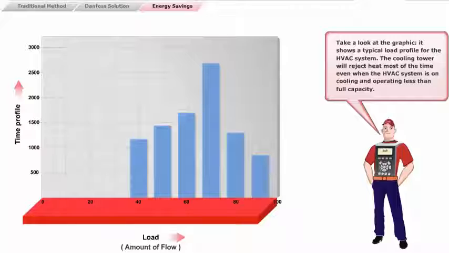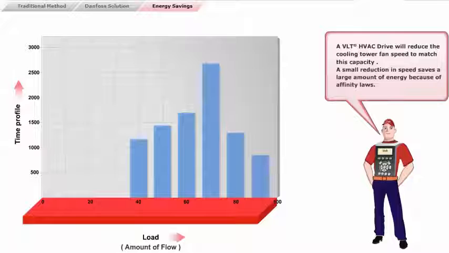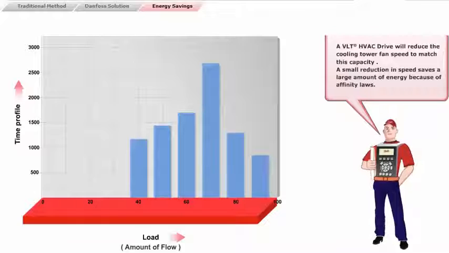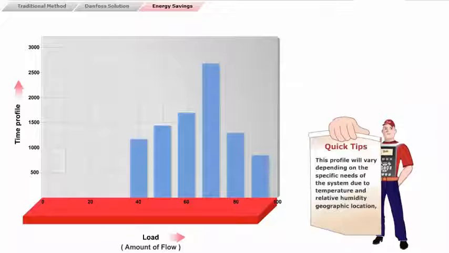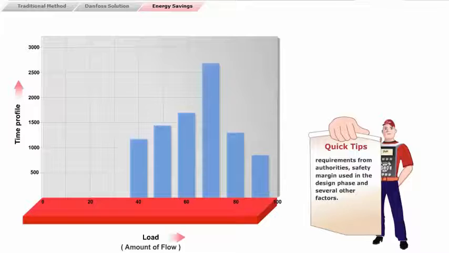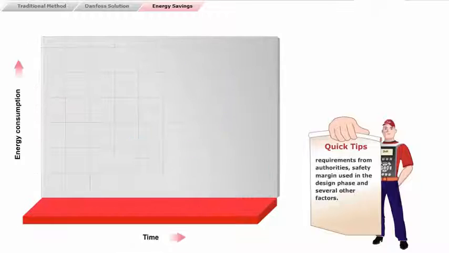The cooling tower will reject heat most of the time, even when the HVAC system is on cooling and operating at less than full capacity. A VLT HVAC drive will reduce the cooling tower fan speed to match this capacity. A small reduction in speed saves a large amount of energy because of affinity laws. This profile will vary depending on the specific needs of the system due to temperature and relative humidity, geographic location, requirements from authorities, safety margin used in the design phase, and several other factors.